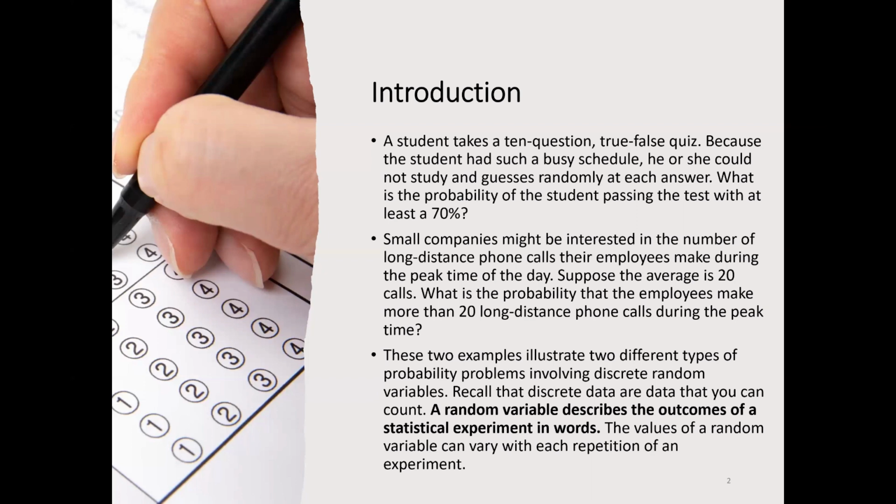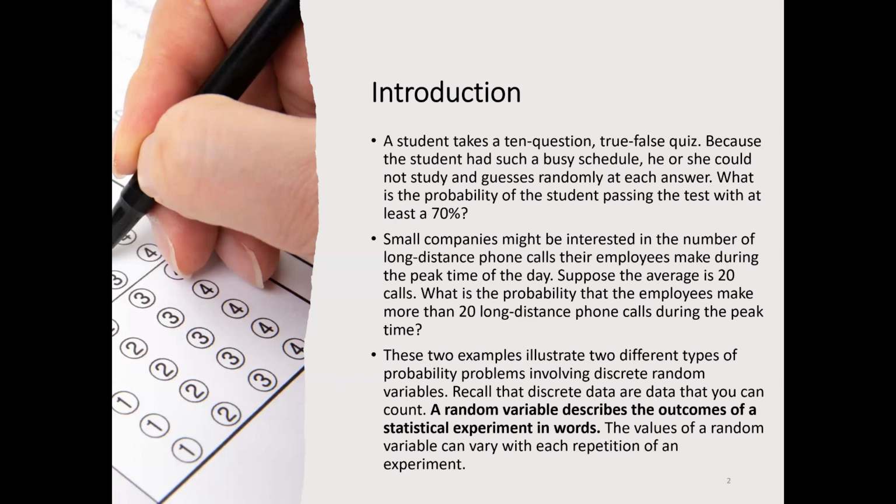Small companies might be interested in the number of long-distance phone calls their employees make during the peak time of the day. Suppose the average is 20 calls. What is the probability that the employees make more than 20 long-distance phone calls during the peak time? These are two examples that illustrate two different types of probability problems involving discrete random variables. Again, discrete because you're going to count the number that you got correct to see if you made a 70%, or you're going to count the number of long distance calls that are made.